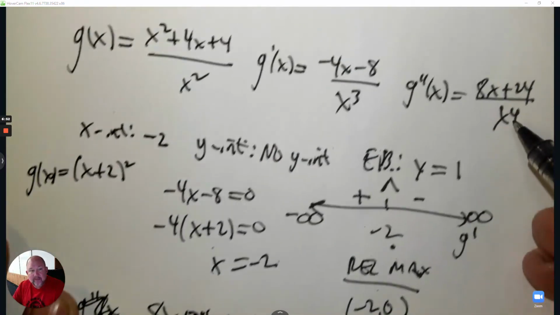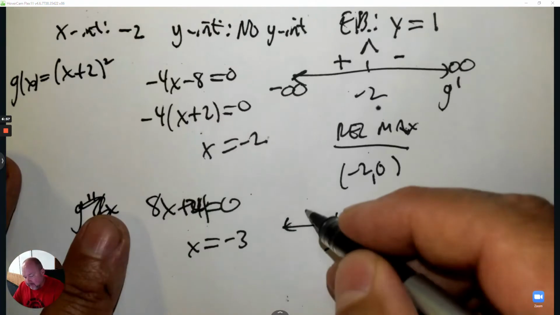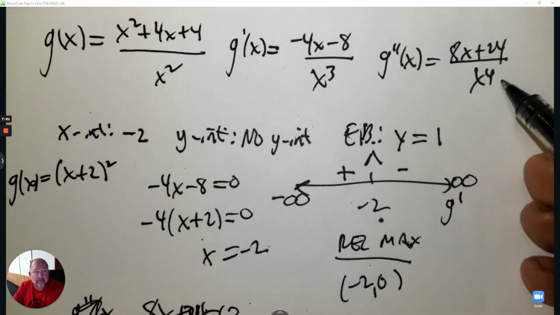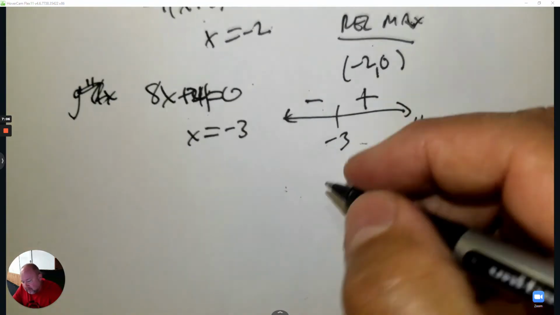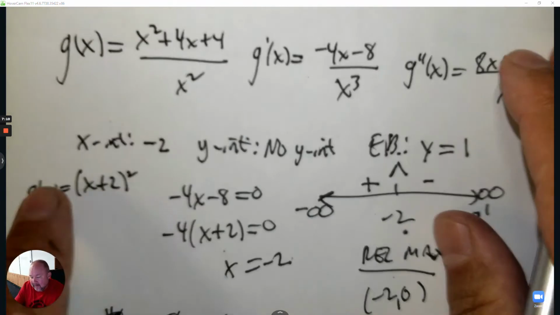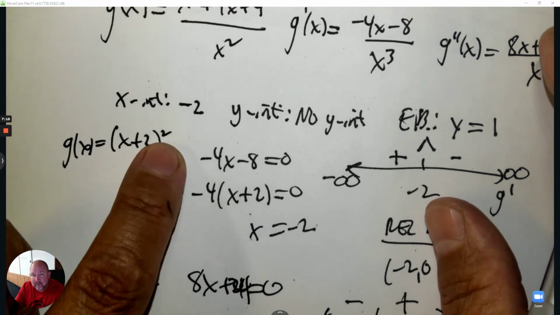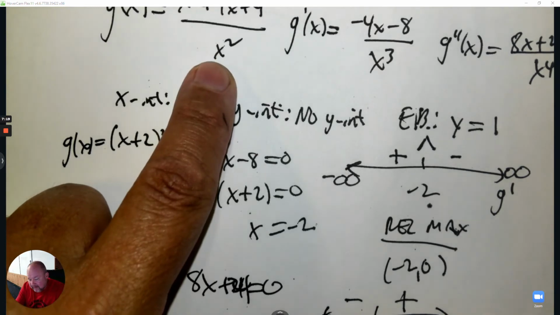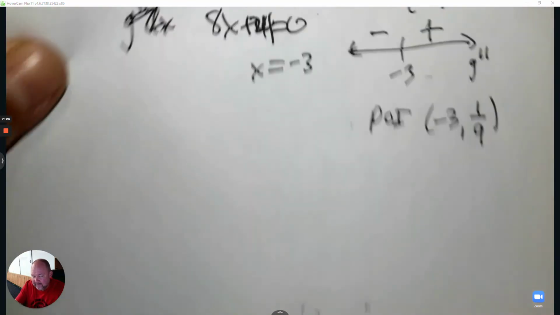if I plug in a number smaller than negative 3, it's a negative divided by a positive. If I plug in a number bigger than negative 3, it's a positive over a positive. So we do have a sign change. There's a point of inflection at negative 3, and then we go back in here to solve it. So negative 3 plus 2 is negative 1 squared. That's 1. And then negative 3 squared here is 9. So we have a point of inflection at negative 3 and 1 over 9.